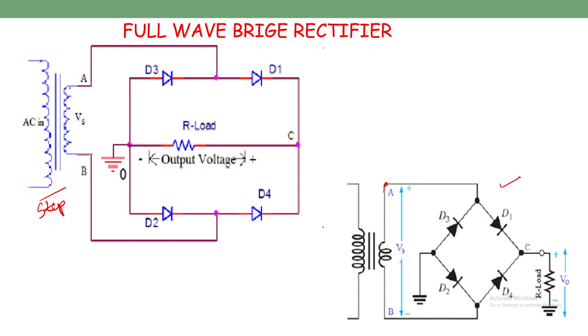The secondary coil of the transformer is connected to one side of the bridge, and the opposite diagonal points are connected to the load resistor, which is connected to ground, simply represented as the load. So one pair of opposite diagonal points is connected to the load resistor, and the other diagonal points are connected to the secondary coil of the transformer. When we connect in this way, it looks like the basic fundamental circuit of a bridge network. Because of this connection, it is called a bridge rectifier. Let us see now the operation of the bridge rectifier.